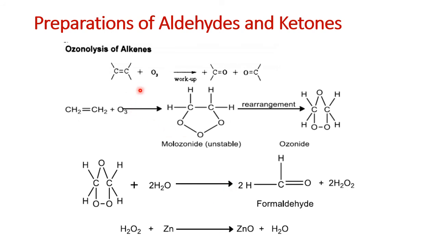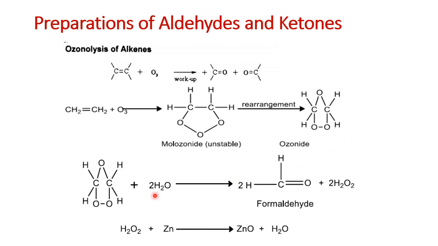This is a general reaction with ozone. This bond breaks and we get the two carbonyl compounds. This reaction takes place through a mechanism. First, this alkene molecule adds ozone and converts into this one. This is called the molozonide. Now this undergoes rearrangement to make another intermediate that is called the ozonide, and that is the stable one.